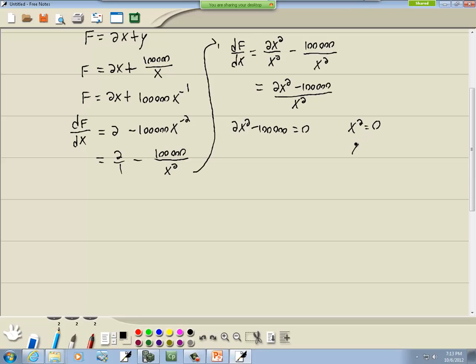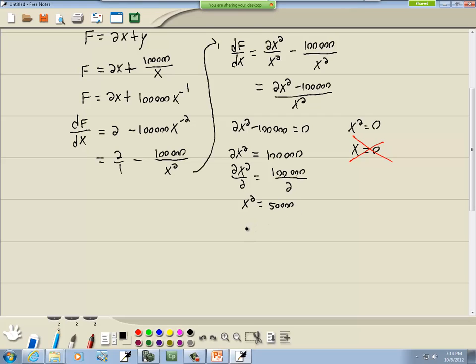Now, x squared is equal to 0. Again, we can drop the power, since we just have the entire side to the power equal 0. But x equals 0 doesn't make any sense, because x is a distance, and we wouldn't have a rectangle if that was 0. So over here, I'll take the 100,000 to the right side. So we got 2x squared is equal to 100,000. Divide both sides by 2. And we get x squared is equal to 50,000.